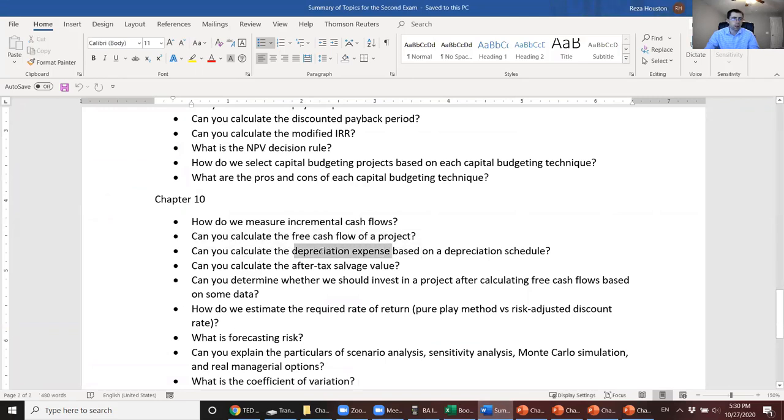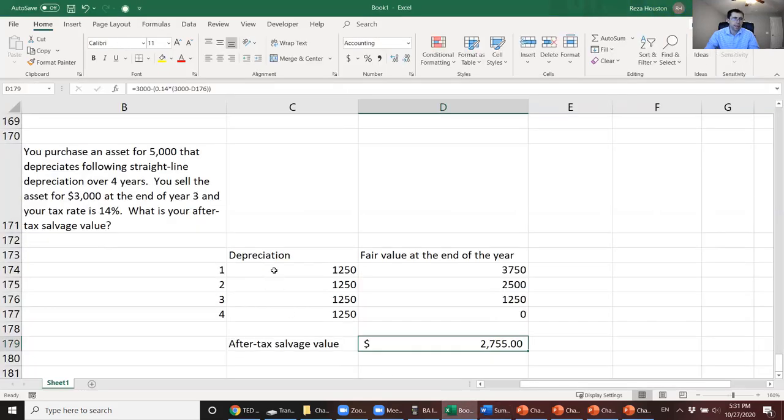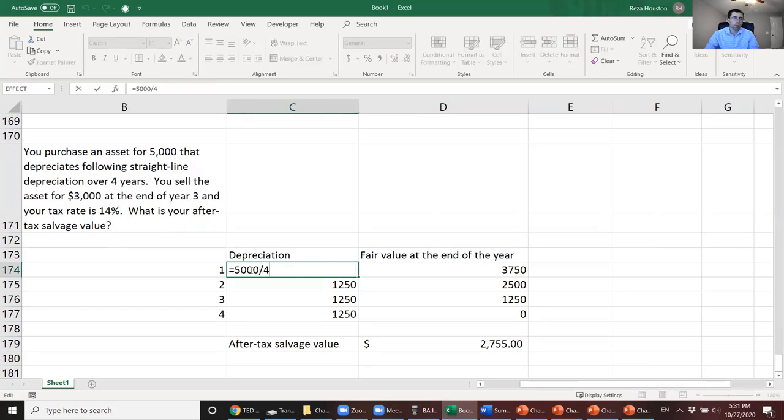Can you calculate depreciation expense based on a depreciation schedule? I kind of just snuck that in there. Basically, if you have a depreciation rate, you're just multiplying the starting value of the asset by that depreciation rate. So if it was a 25% depreciation rate, you just multiply the starting value of your asset by 25%, and you'd get what I have here.